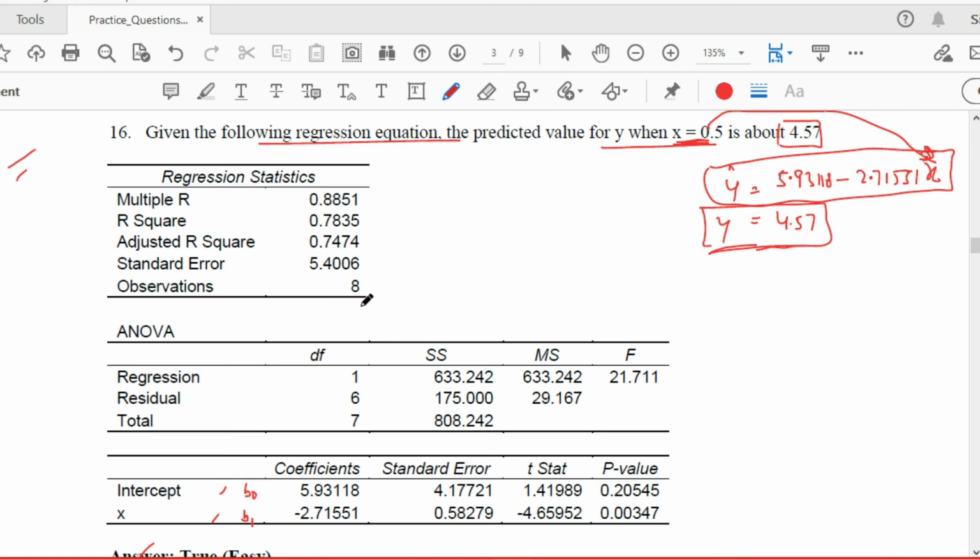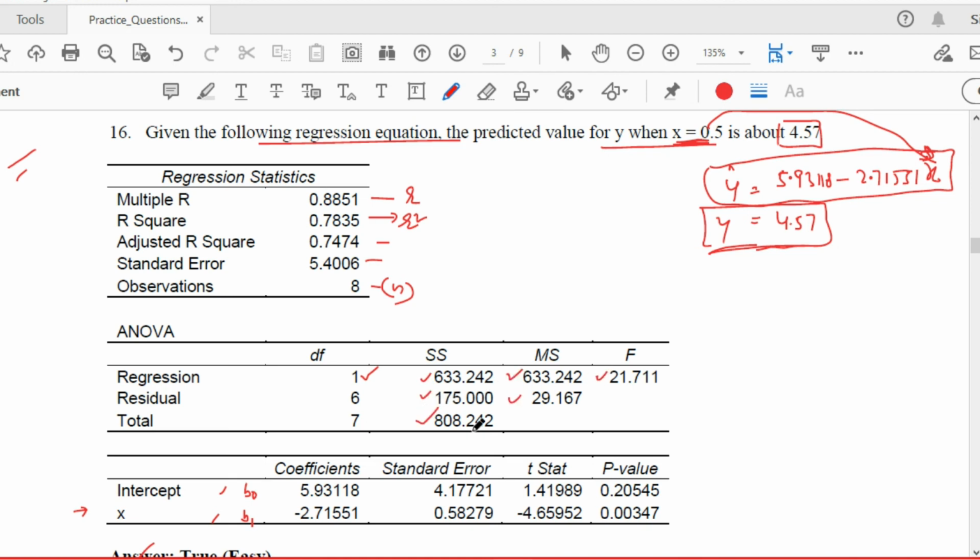Other than this, there are so many things we can calculate from this. As I said, coefficient of correlation, coefficient of determination, adjusted determination, the standard error, the number of objects n, and the number of independent variables. Then SSR, SSE, SST, MSR, MSE, and F value.